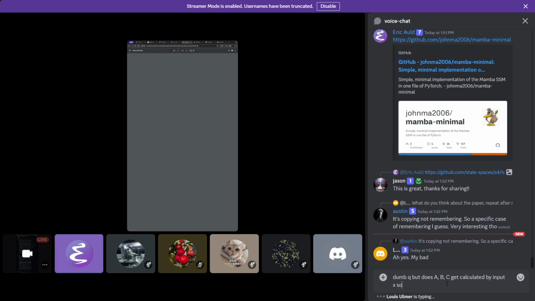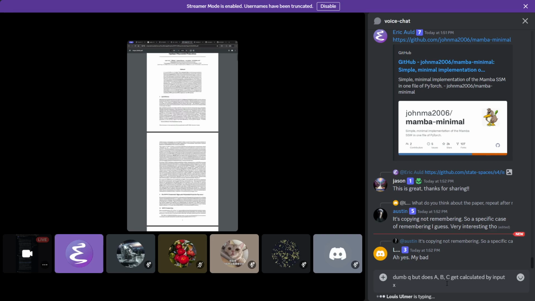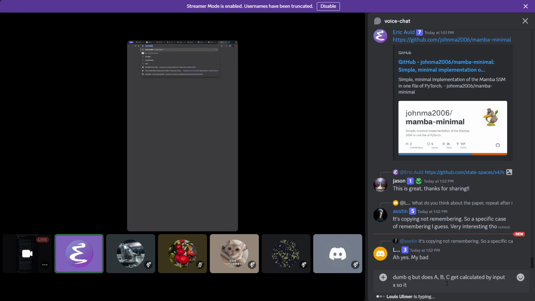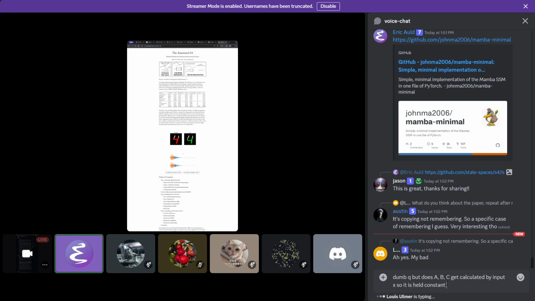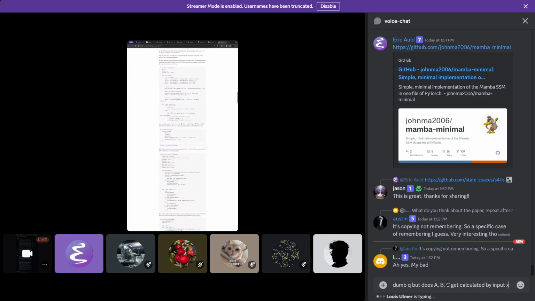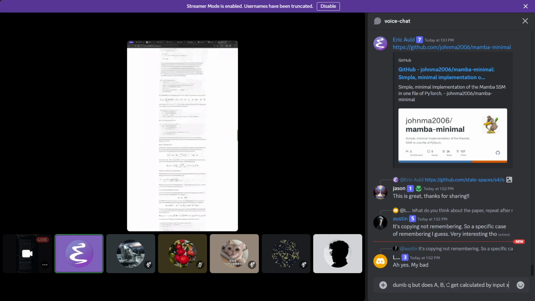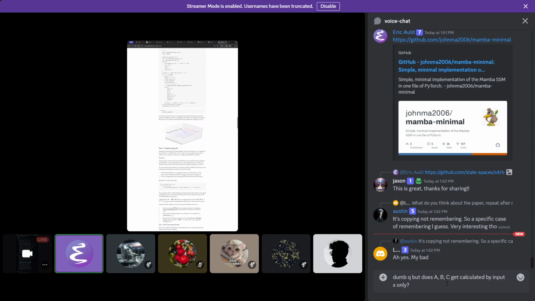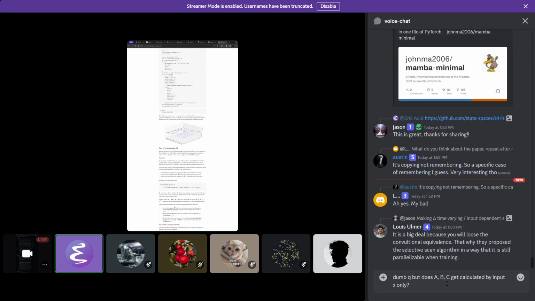So the HiPPO paper, we haven't talked about. Another very good resource, if you haven't already seen it, is the Annotated S4. This goes into, I think, about the right amount of the mathematics, and I think you can skip what you're not interested in. It talks about how we're expanding things in these polynomial bases here.